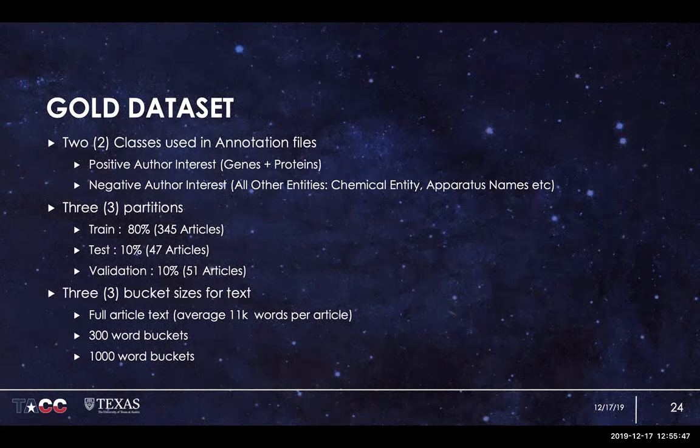Then we partitioned this data set into three parts for training, testing, and validation, an 80-10-10% split. We also created three variants of this data set, wherein we changed the granularity of the unit of text provided for training. One variant had the full article text, and the others broke the full article text down into units of 300 words each and 1,000 words each.